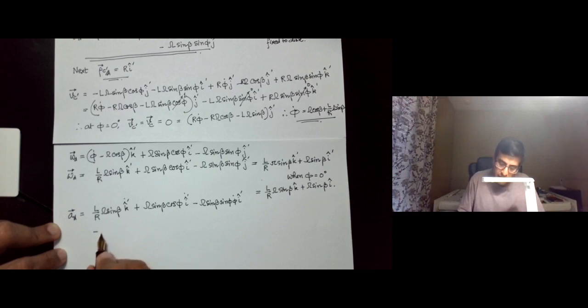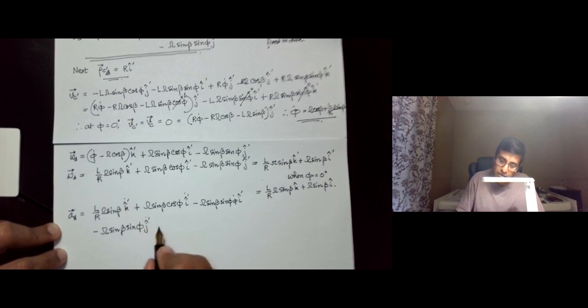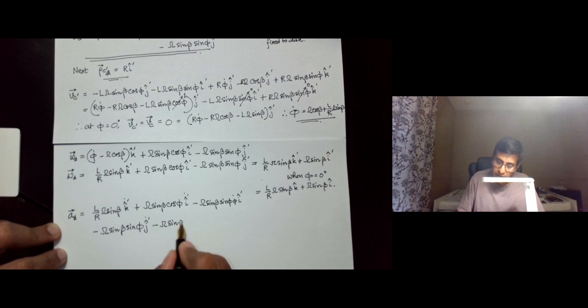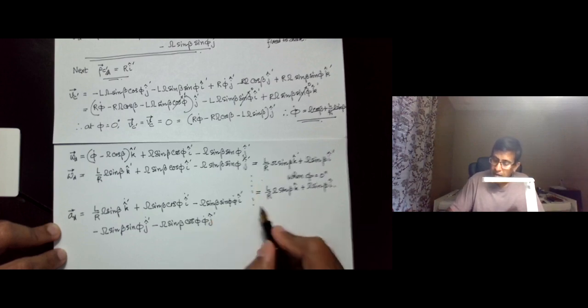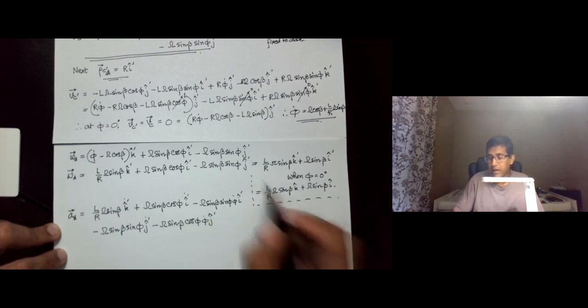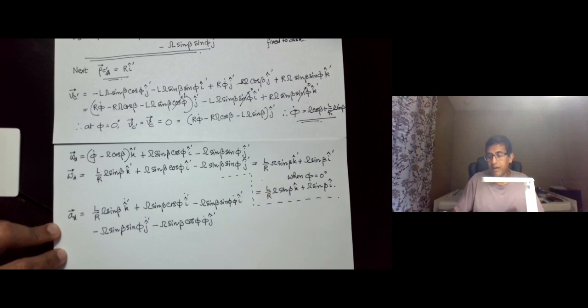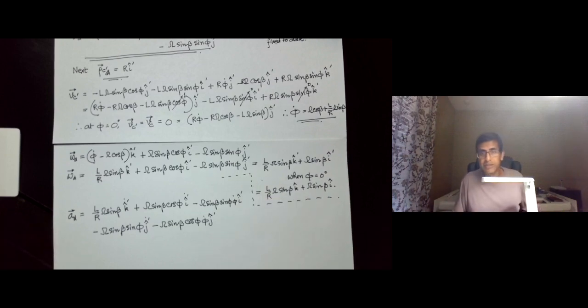minus capital Omega sine beta sine phi j prime dot minus capital Omega sine beta cosine phi dot j prime. Right? So that's the acceleration term.